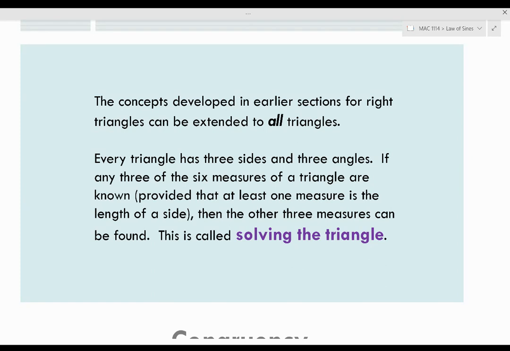Now, in previous sections we've solved for triangles, but the thing that all those triangles had in common was that they were all right triangles. Now we're going to take that same concept of solving triangles, but apply it to triangles that are not right triangles, which means that one of the angles is not a 90-degree angle. So we're still going to be solving for 6 measures, which means we're looking for the length of all 3 sides and the measurements of all 3 angles.